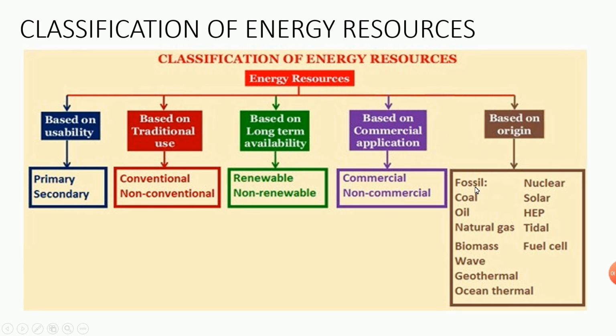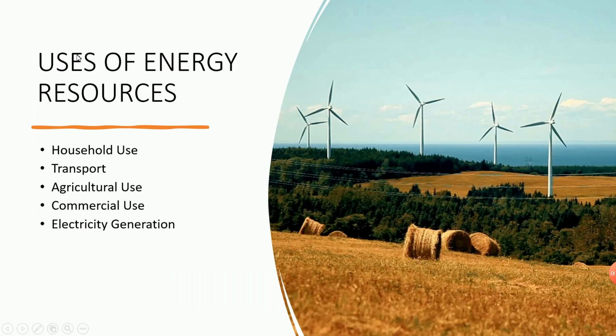Based on origin, fossil means coal, oil, natural gas. Then biomass, biomass wave, geothermal, ocean thermal, then nuclear, solar, HEP, then tidal, fuel cell. All these things are based on origin. So these are the classification of energy resources. Now there are certain uses. First thing is household use.